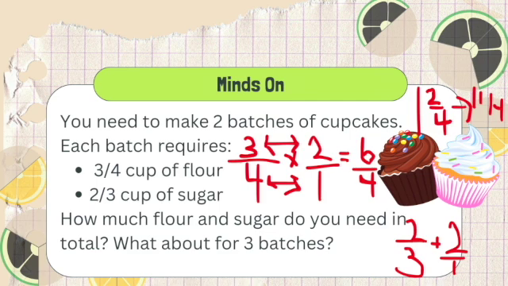Now we have to do it for the 2/3. So 2 times 2 is 4, and 3 times 1 is 3. So 4 over 3 is 1 whole and 1/3. So that's how much we would need for 2 batches. Now let's figure out what we would need for 3 batches. So take a moment to do that, and we'll discuss the answers next class.